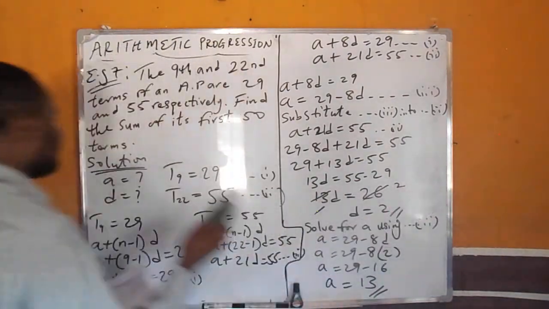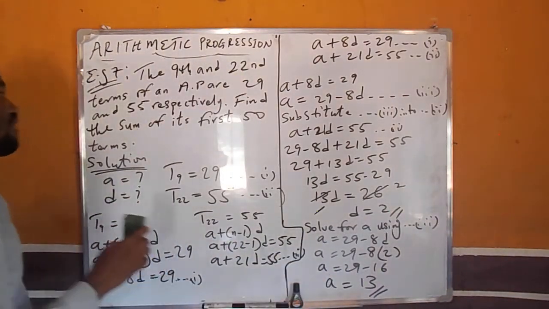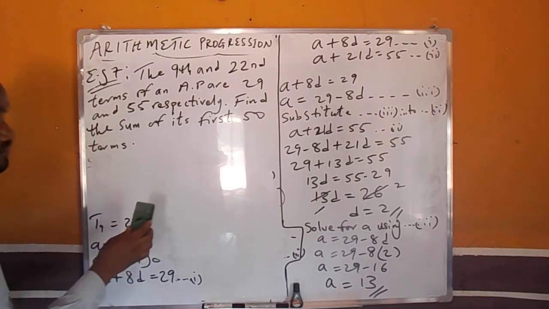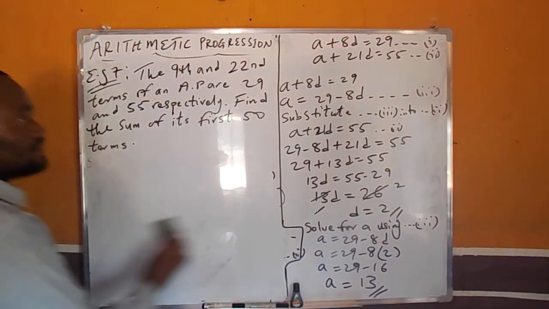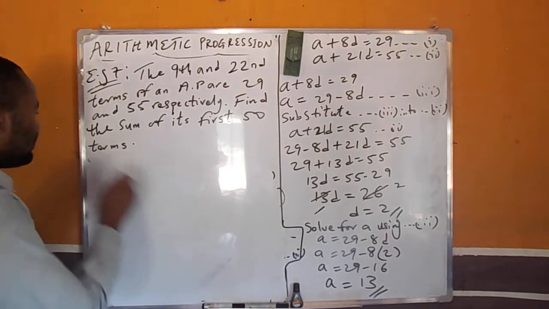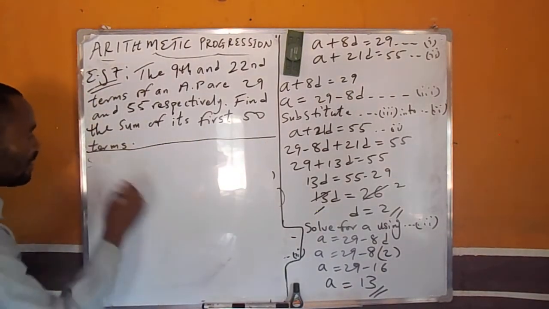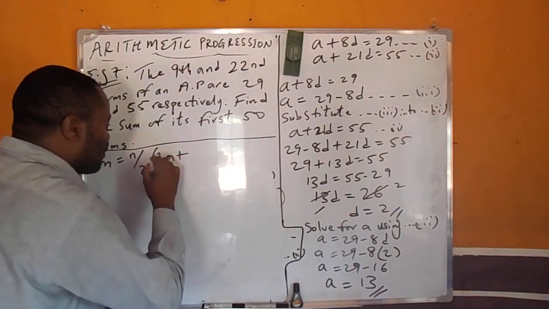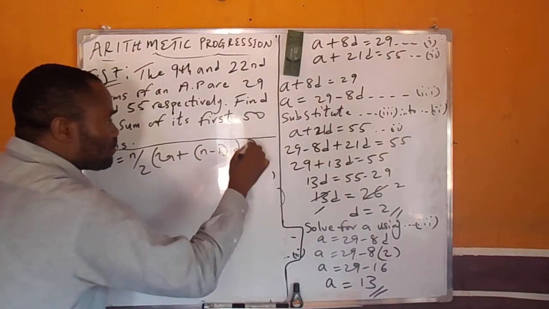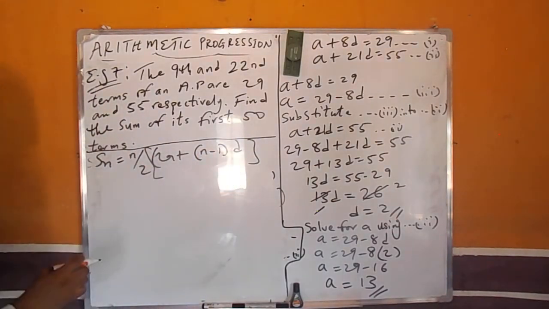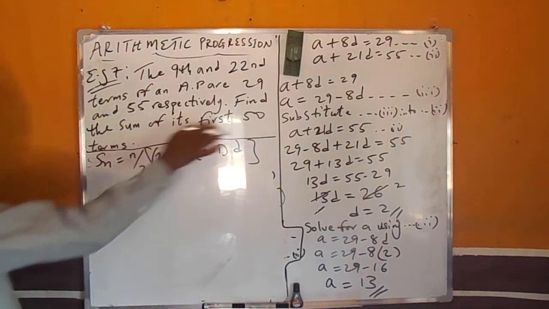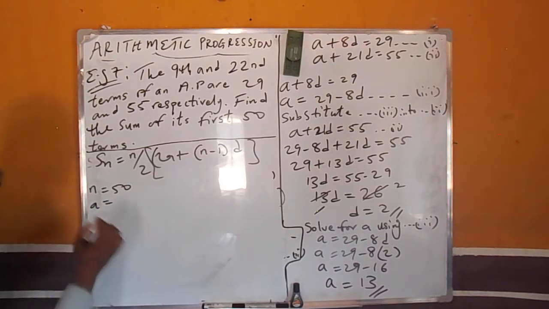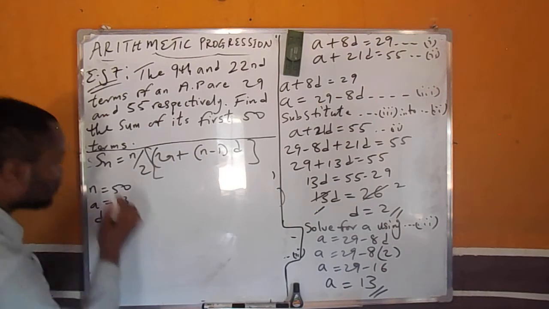Now we can look for the sum of the first 50 terms, after getting our a and d. We can apply the formula, which says Sn equals n over 2 times (2a plus (n minus 1)d). For the first 50 terms, n equals 50, a equals 13, and d equals 2.